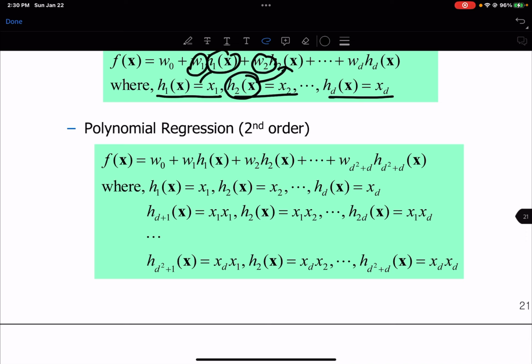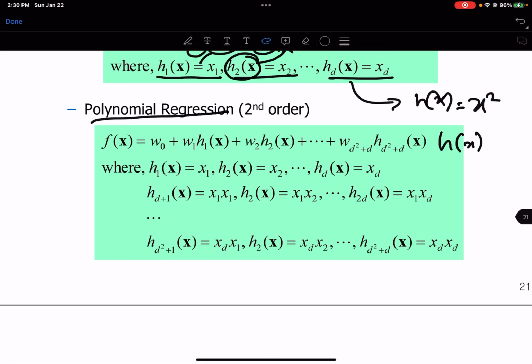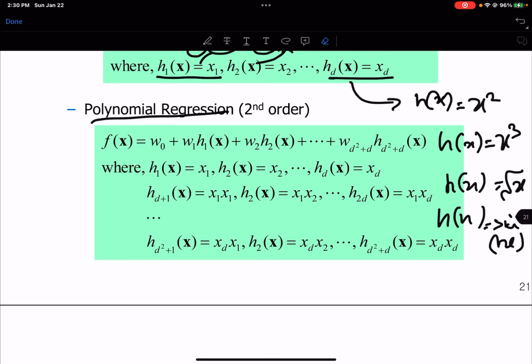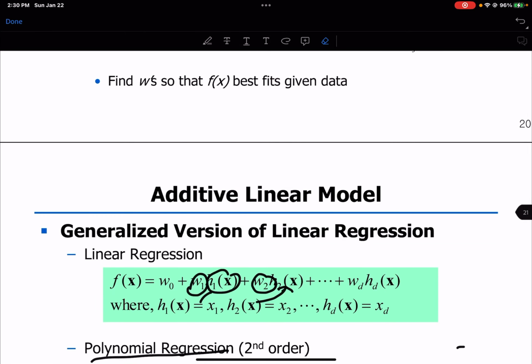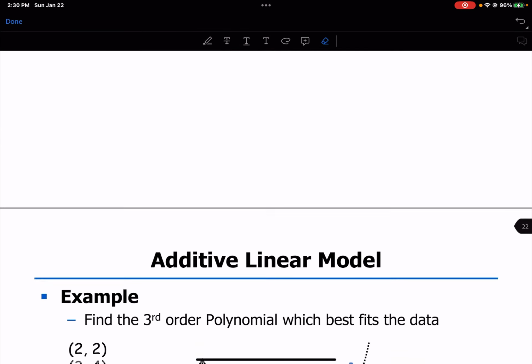So one of the function h of x could be in the form of x square, it could be in the form of x cube, it could be in the form of square root of x, it could be in the form of sine of x, depending on what kind of data we have. If we have a periodic data with the sinusoidal curve, so use the sine function. That's why we choose the h function depending on the structure of our data.